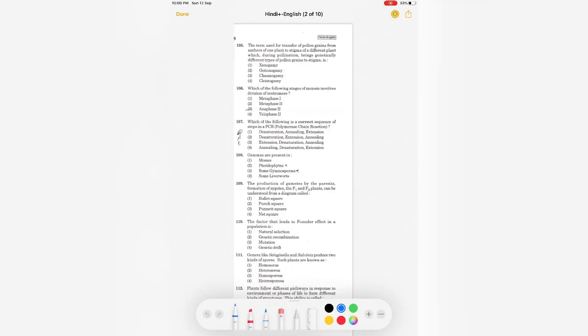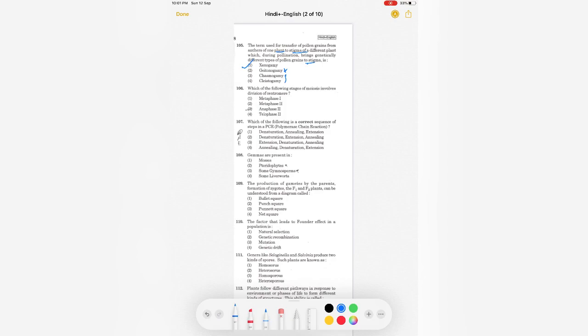Question number 105. The term used for transfer of pollen grains from anther of one plant to the stigma of a different plant, which during pollination brings genetically different types of pollen grains to stigma. The correct answer is xenogamy. Xenogamy is nothing but cross pollination. Transfer of pollen grain from one plant to another plant. You know, geitonogamy is a transfer of pollen from one flower to another flower of the same plant. And chasmogamy and cleistogamy are examples for autogamy. So the correct answer is xenogamy.